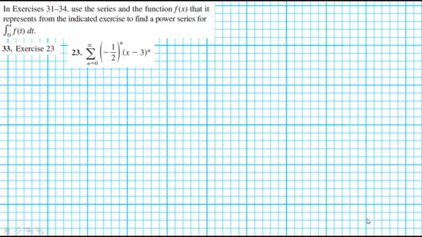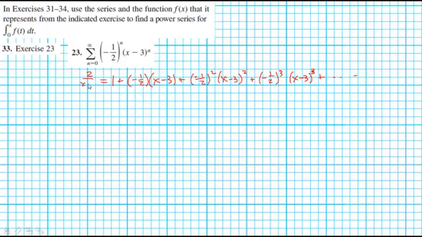Here's problem number 33 from section 9.1. In a previous exercise, we calculated the power series associated with this sigma notation: 1 plus negative 1/2 times (x minus 3), plus (negative 1/2) squared, that's a positive, times (x minus 3) squared, plus (negative 1/2) cubed times (x minus 3) cubed plus dot dot dot.